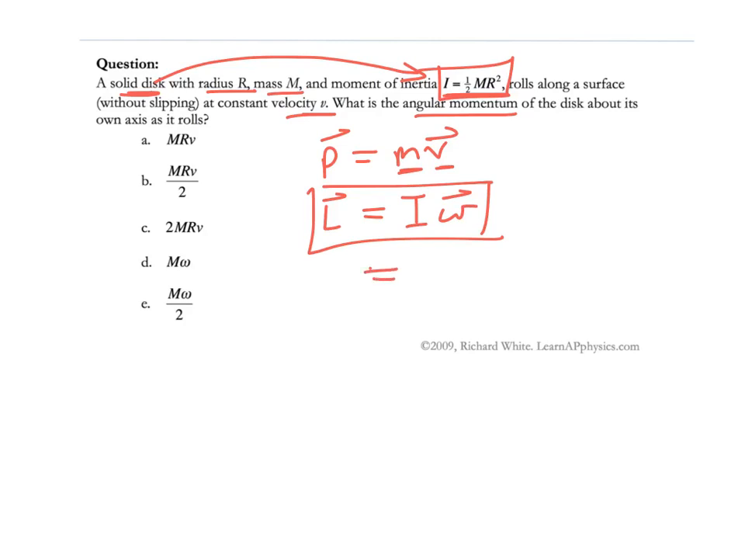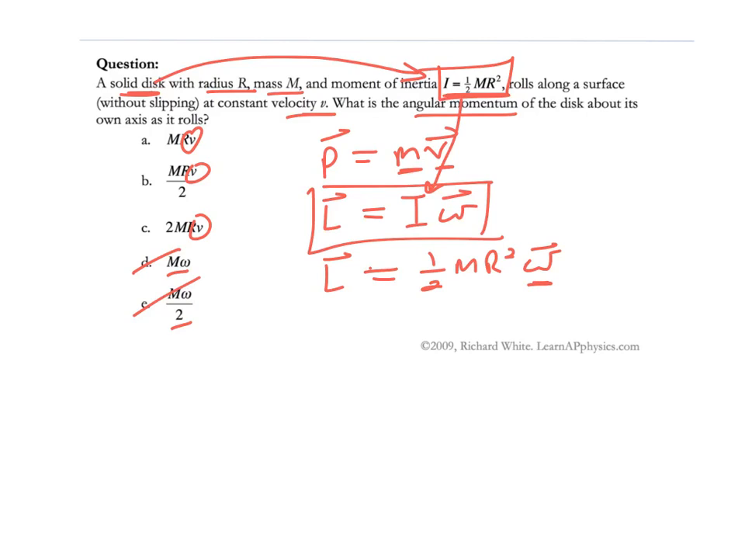All right, so if we substitute in here, the angular momentum would equal 1/2 m r squared omega. If I stop there and take a look over at my answer choices, the only two I see that have an omega in them are this one and this one, but neither of them matches what I have. So now it looks like I've got to somehow get a translational velocity in there.